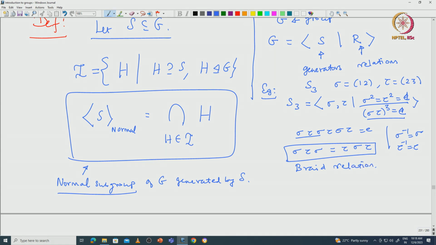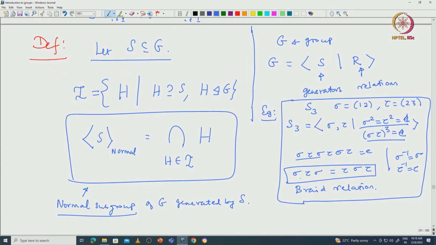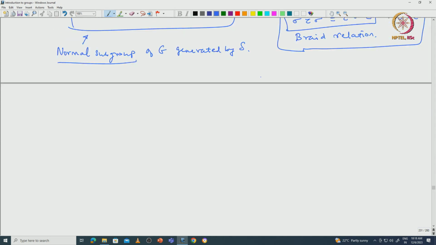But anyway, this is something you can verify once I define what a presentation of a group is. I am just giving you a heads up. So, given a group, what is the meaning of saying it is generated by some set of generators modulo some relations?